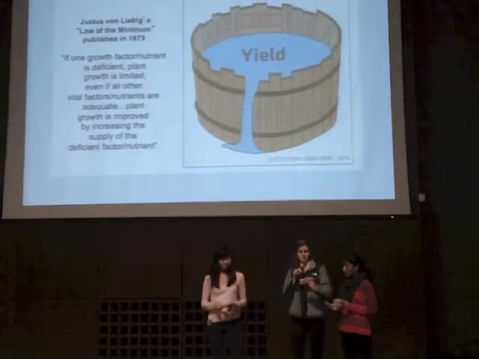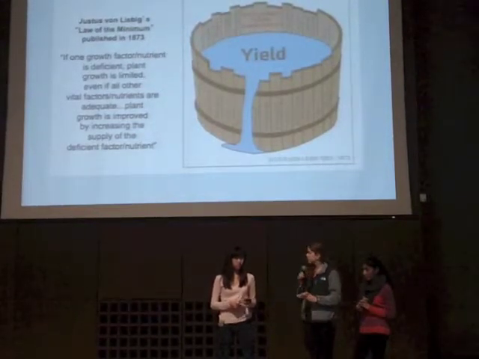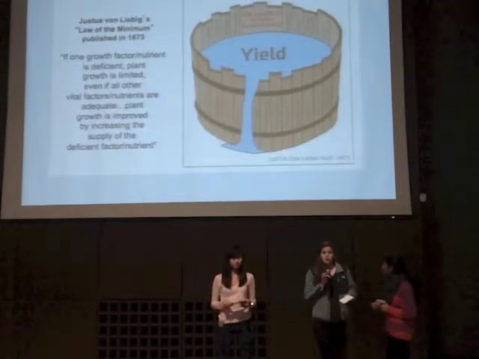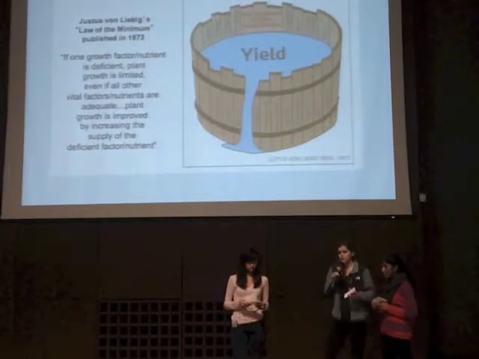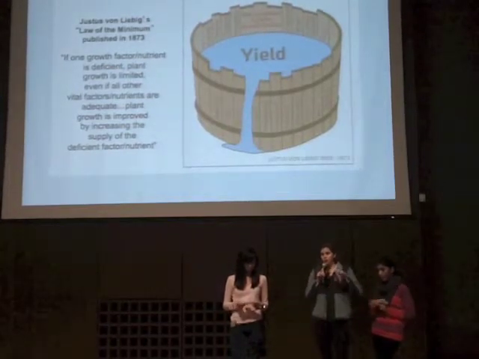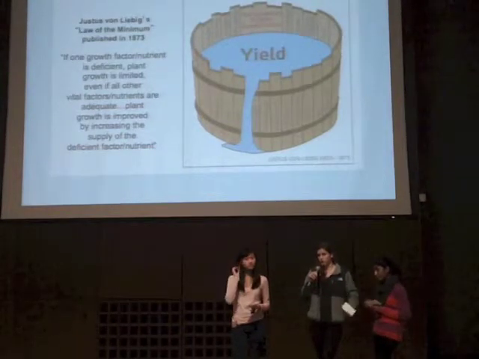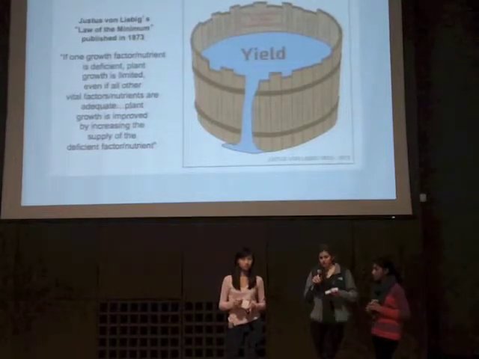Liebig's barrel is a good representation of limiting nutrients. Basically, how it works is the wall of the barrel is made up of sticks, each stick represents a nutrient, and the shortest stick represents the limiting nutrient. So the barrel can only be filled as high as the shortest stick. Otherwise, the water will start to come out.